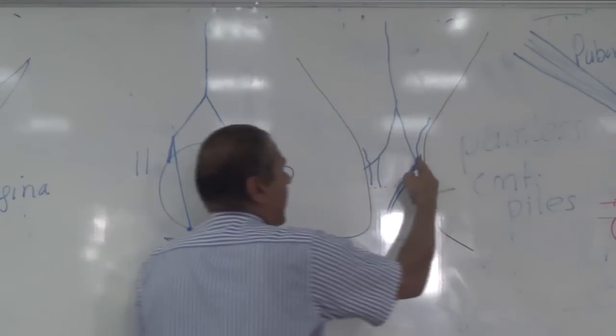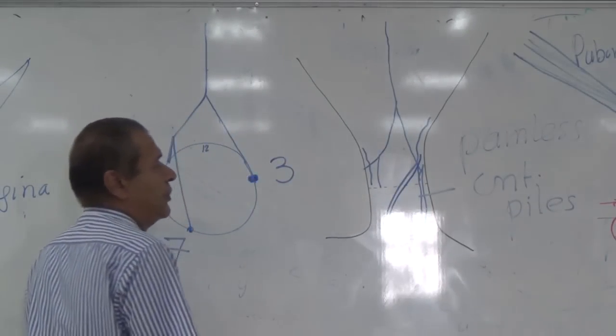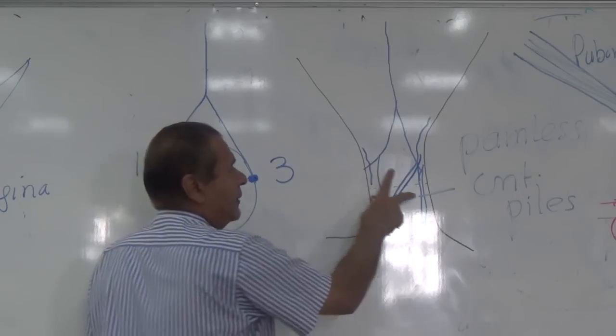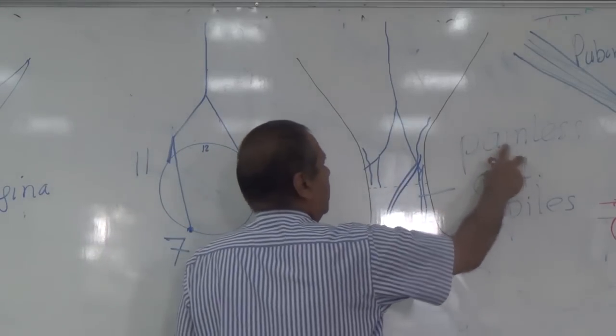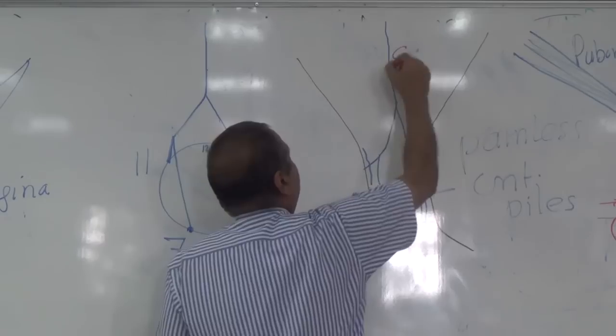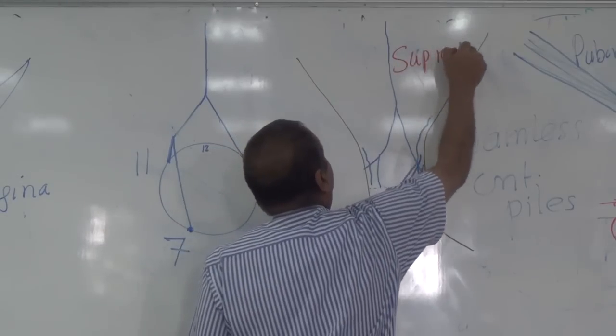Because they arise from an area with no somatic sensory nerve, that's why the internal piles are all painless. It's covered by the mucous membrane of the upper half. It is a tributary of the superior rectal vein.